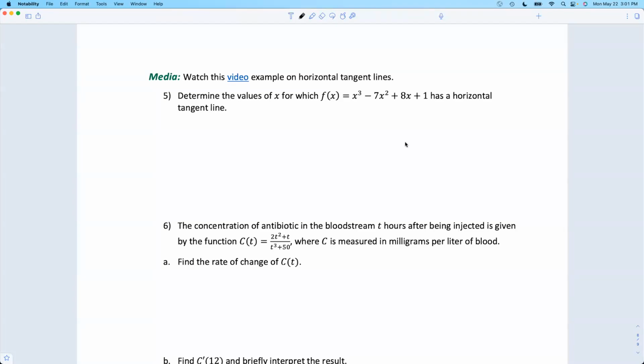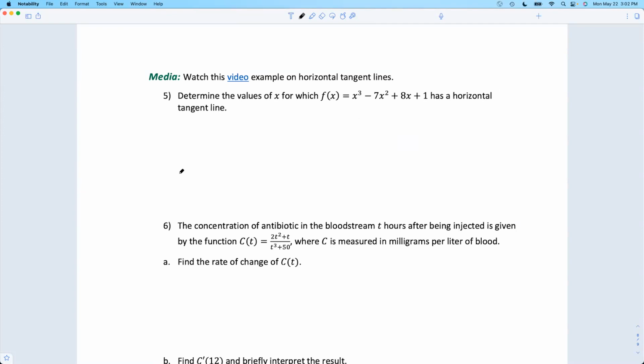Okay, so here's an interesting question. We want to find all values of x so that this guy has a horizontal tangent line. So we're going to be getting into optimization, finding local maxes, local mins, global maxes, global mins, extrema, we call all those. We'll get into that soon. This is a good warm-up for that.